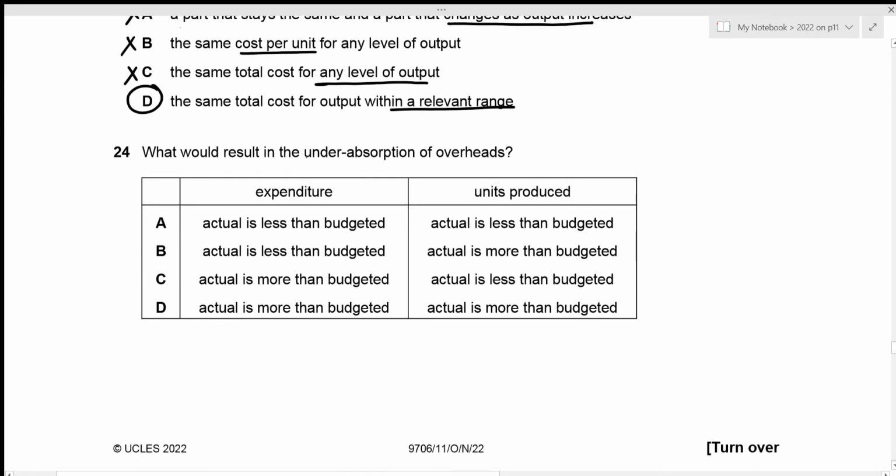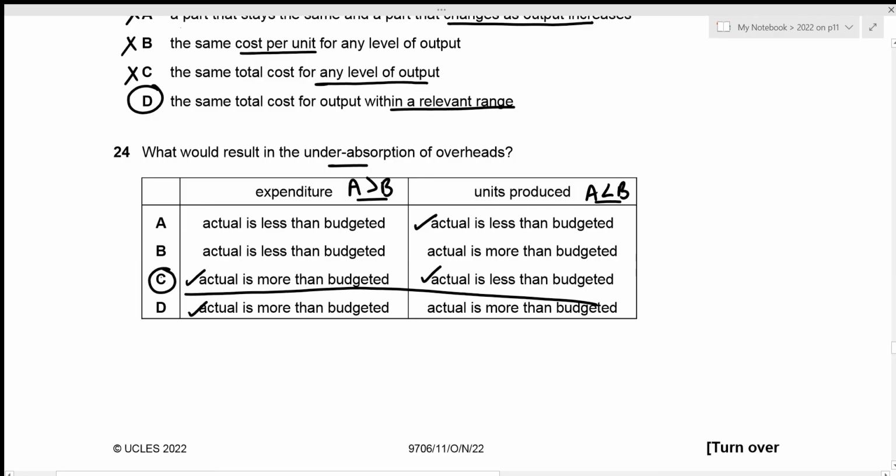What would result in the under-absorption of overheads? So if we are comparing the expenditure, it results in an under-absorption only when the actual expenditure is greater than the budgeted one. And if we're looking at the units produced, under-absorption exists when the actual units produced are lower than the budgeted one. So we're just looking for these. So actual is more than the budgeted, which is given by C and D. And actual is less than the budgeted, which is given by A and C. And the correct one for both expenditure and units produced is given in option C, so that will be the correct answer. This concludes question number 24.